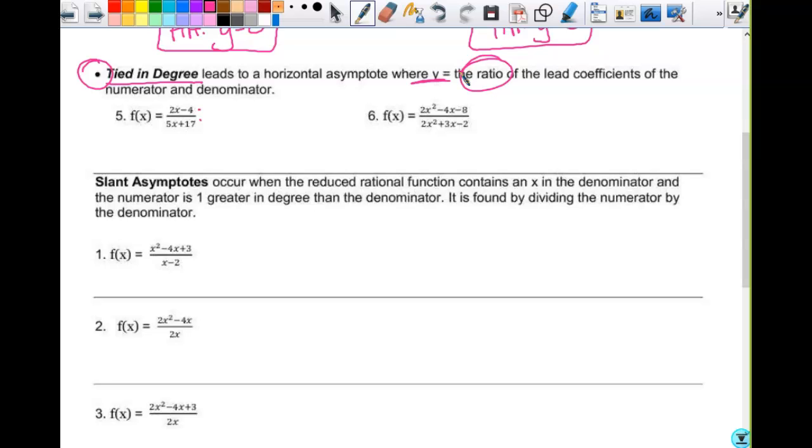So ratio mathematically, and again, you can totally write them that way. That is a ratio. But when we see it in problems like this, it should make you think fraction. So that's how I'm going to write my ratio. It's the ratio of the lead coefficients of the numerator and denominator. So I find my lead coefficients. My lead terms are 2x and 5x. So that means that my horizontal asymptote is a ratio of those two. It's going to be 2 over 5. Y equals 2/5.